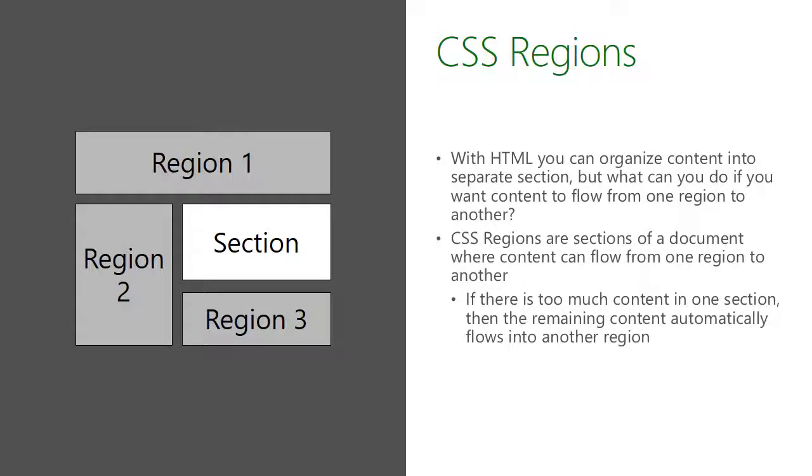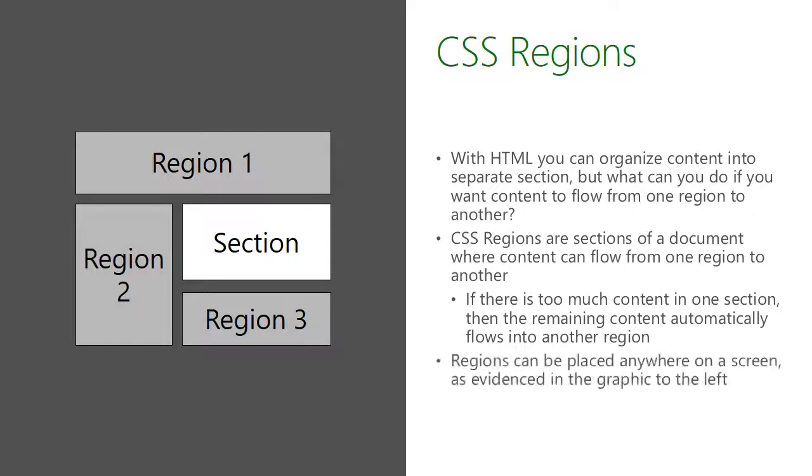CSS regions. With HTML, you can organize content into separate sections, but what can you do if you want content to flow from one region into another? CSS regions are sections of a document where content can flow from one region into another. If there's too much content in one section, then the remaining content automatically flows into another region. Regions can be placed anywhere on a screen, as evidenced in the graphic on the left-hand side.